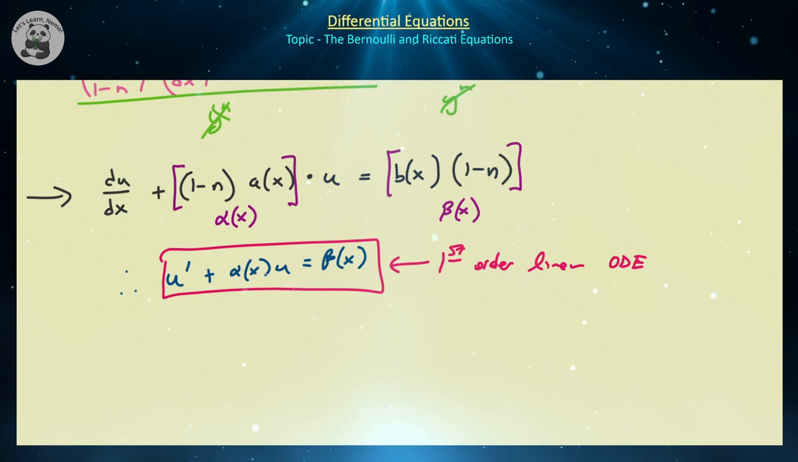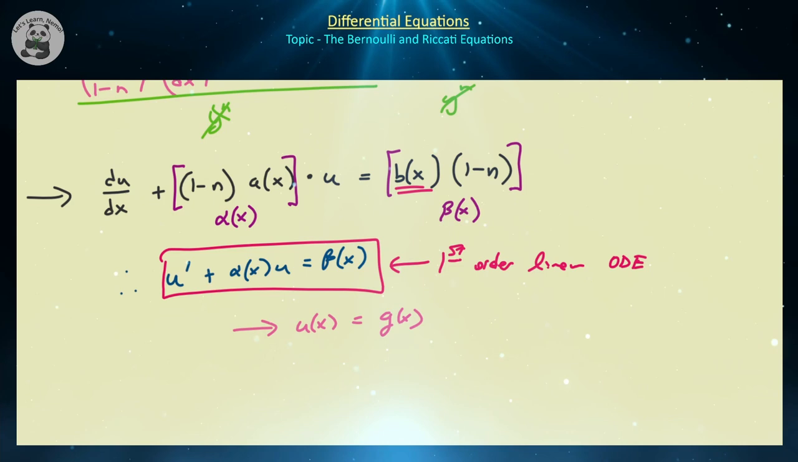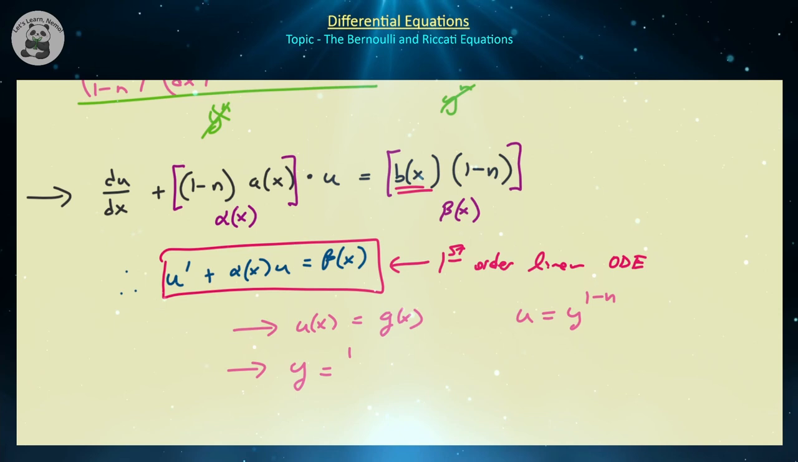And arbitrarily speaking, we're assuming that b is non-zero, so this equation is, of course, going to be a non-homogeneous equation. So once we have this first order linear ordinary differential equation, then we're going to, for example, have u of x is equal to something on the right-hand side. But keep in mind, we weren't solving for u, we were solving for y, right? Because u is equal to y to the 1 minus n. So we just need to take the 1 minus nth root of both sides of this equation, and we're going to have y is equal to the 1 minus nth root of g of x. And that will be your exact solution for the original Bernoulli's equation.